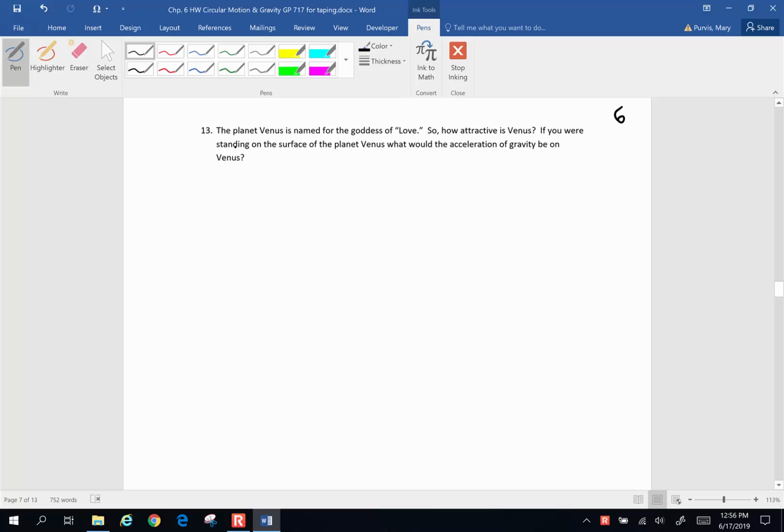Here goes. The planet Venus is named for the goddess of love. So how attractive is Venus? If you were standing on the surface, what would be the acceleration of gravity on the planet Venus?